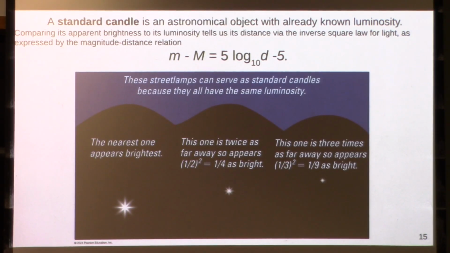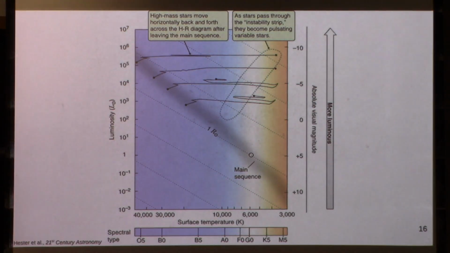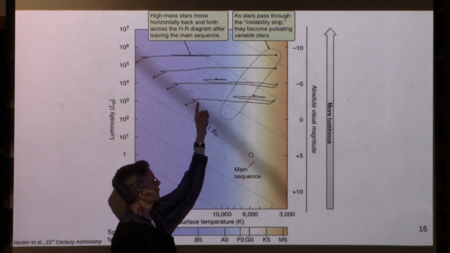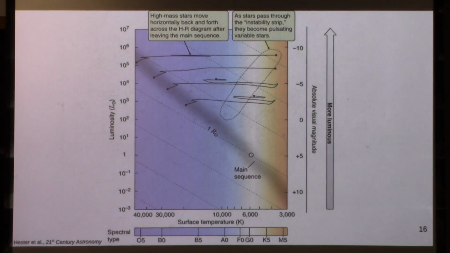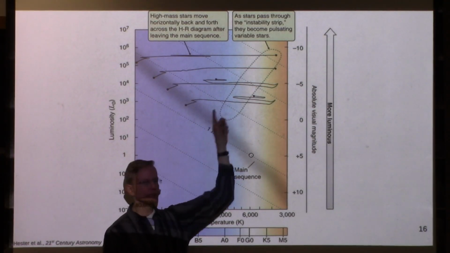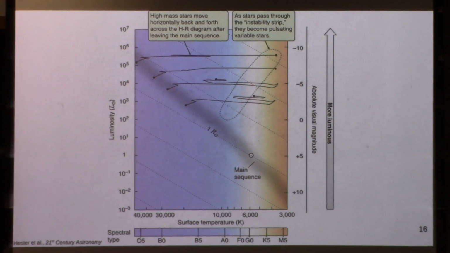There's just no other way around it, because we certainly can't use parallax for things that are in other galaxies. It's just way too far away for that. And we talked about these stars called Cepheid variables that are a very important standard candle, because the point representing a high mass star wanders back and forth in the upper right portion of the HR diagram after it leaves the main sequence, and sometimes it passes through the so-called instability strip, where it is unstable to pulsation.